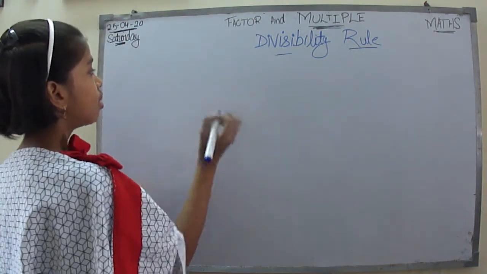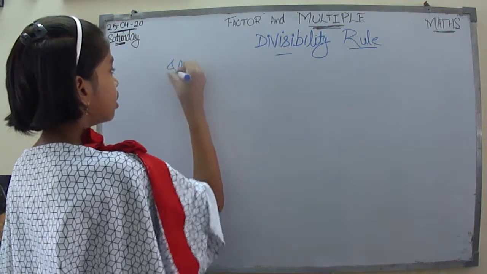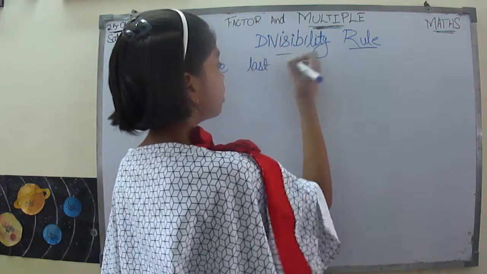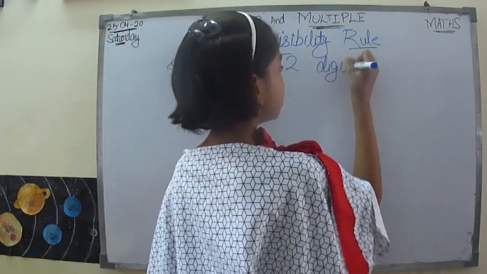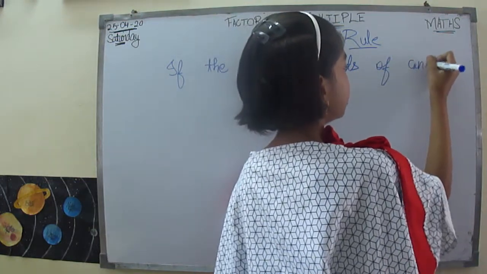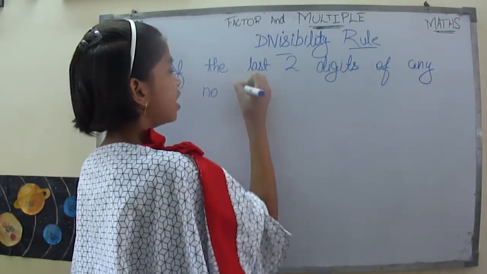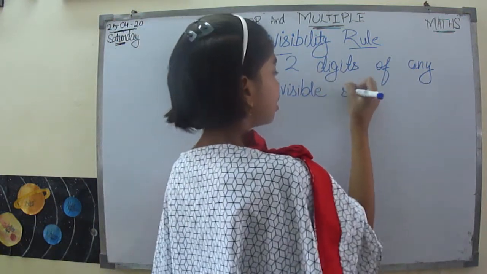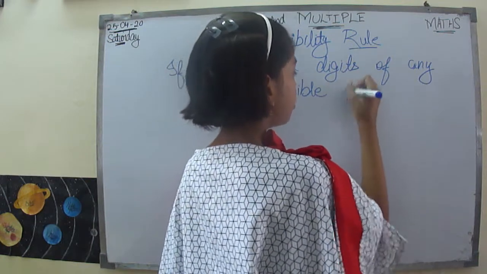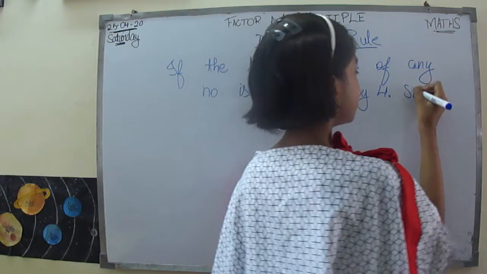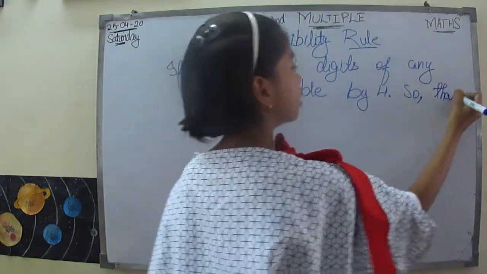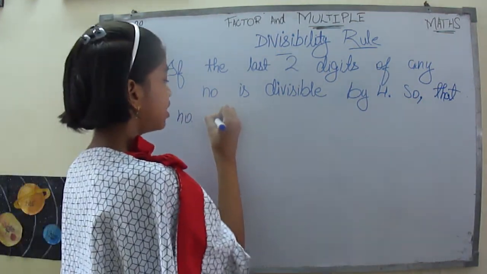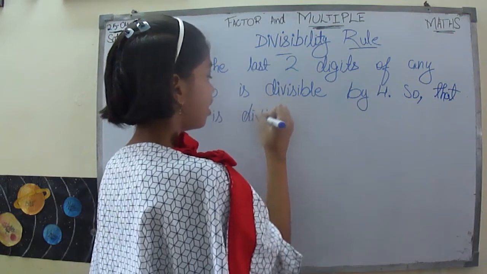Let me write it down for you. So, if the last 2 digits of any number are divisible by 4, that means the whole number is divisible by 4.